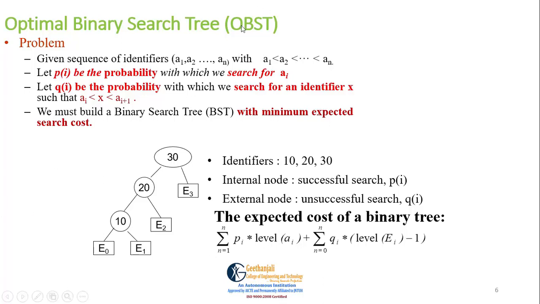So given a sequence of identifiers A1, A2, A3, A4 up to AN, these are all the key elements, which are in sorted order. You can see that A1 is less than A2 and so on up to AN. So whatever key elements are there are in sorted order, and we want to construct the optimal binary search tree. And for every element we are assigning the frequencies, that is, in terms of the probabilities.